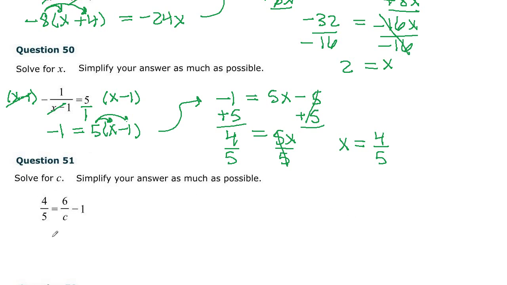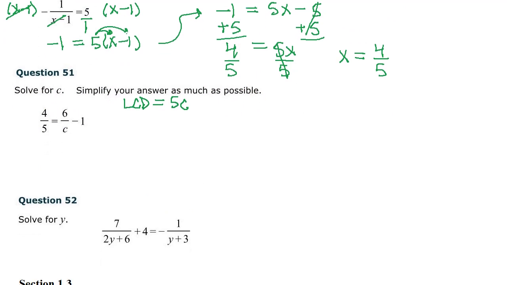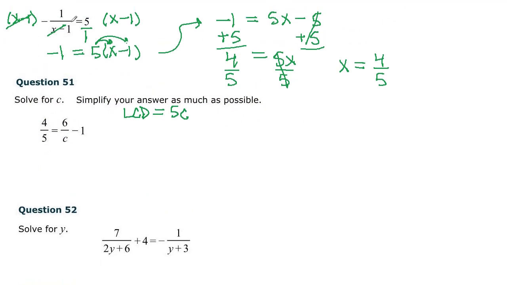And this one is similar. Let me just say that our LCD here is 5 times c. So we're going to multiply through everything times 5c. And then we will no longer have fractions in there. And then last example.